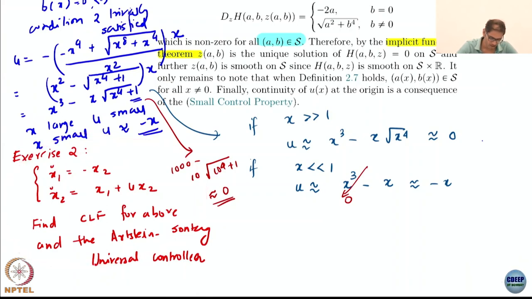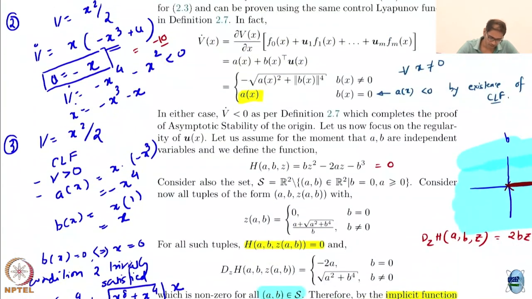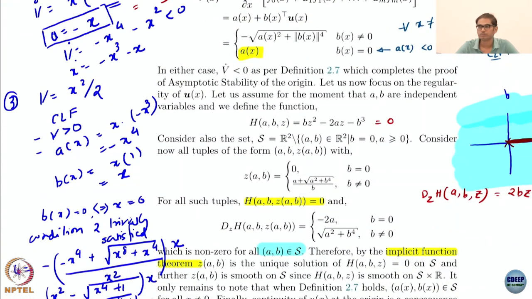All right. So there is a nice exercise for you guys. Find a control Lyapunov function and apply the universal formula to get a controller. This is the exercise. All right. Any questions? Okay.